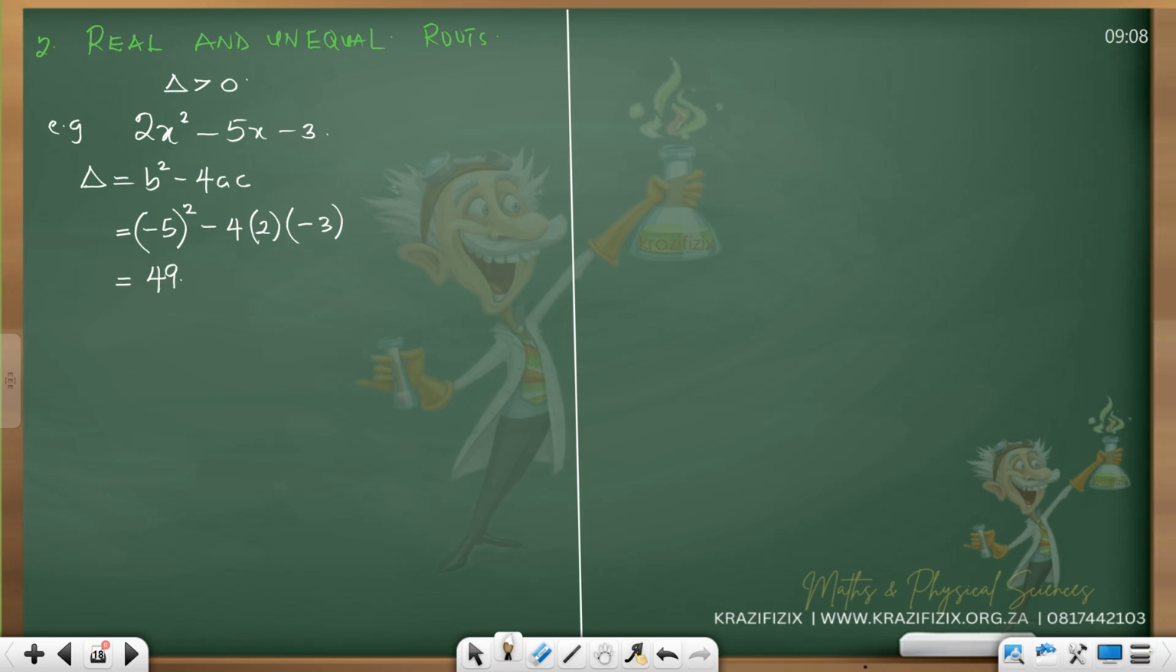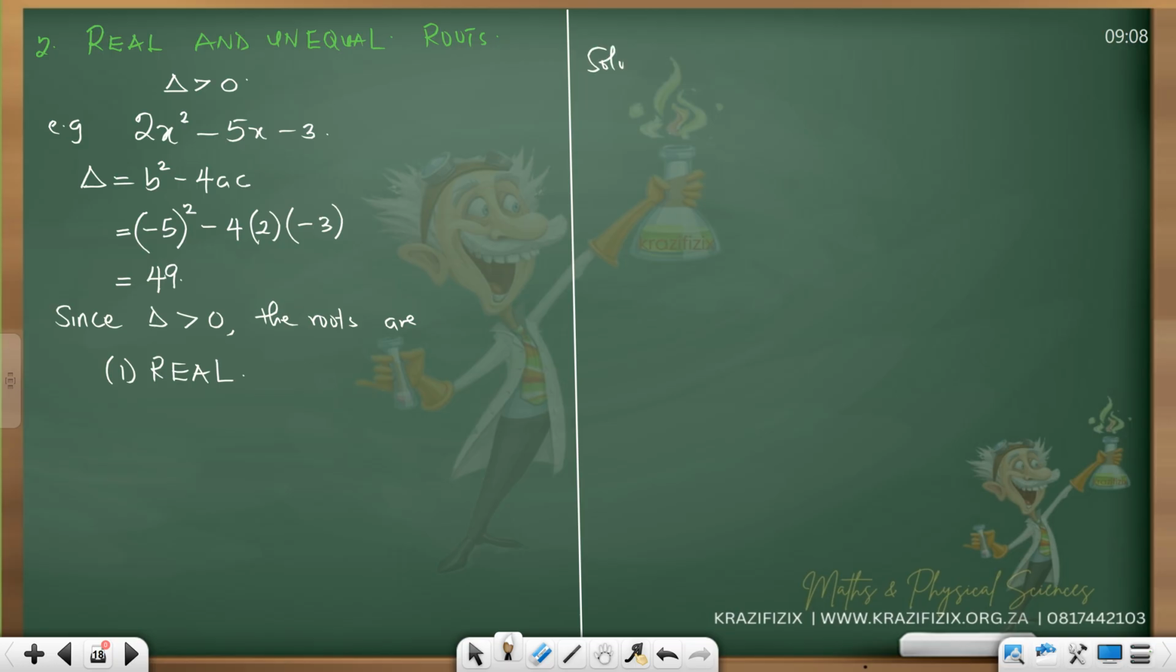Let's see. It means yes, since this is greater than 0, the roots are going to be real. That is, they exist. We can solve it. Let's try to see first, before we write the second point.